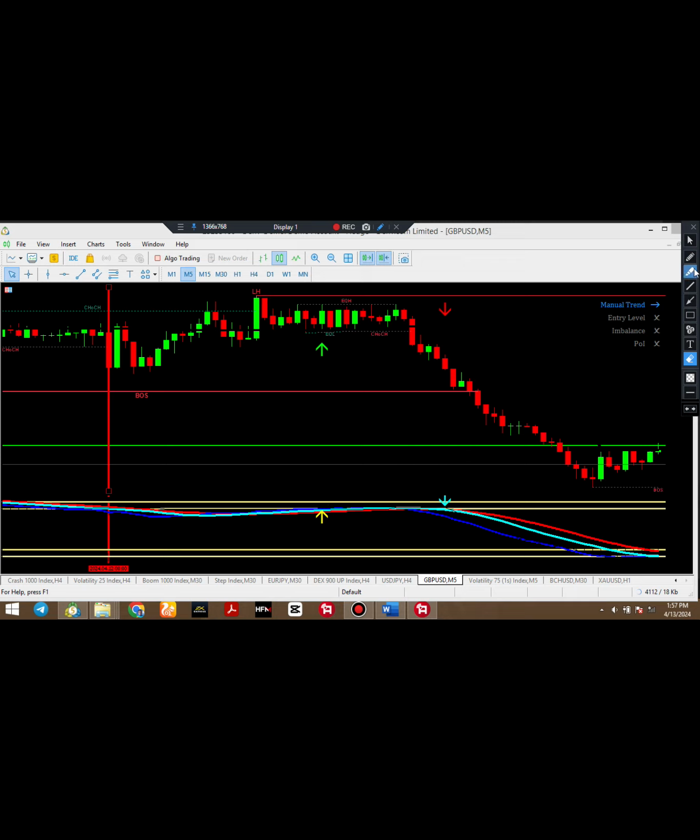The counter signal is to create a BOS. Price retests inside the BOS, then you execute your sell. That is all. Immediately we got that counter signal, price broke structure and everything. What do we notice next? We got the sell here.